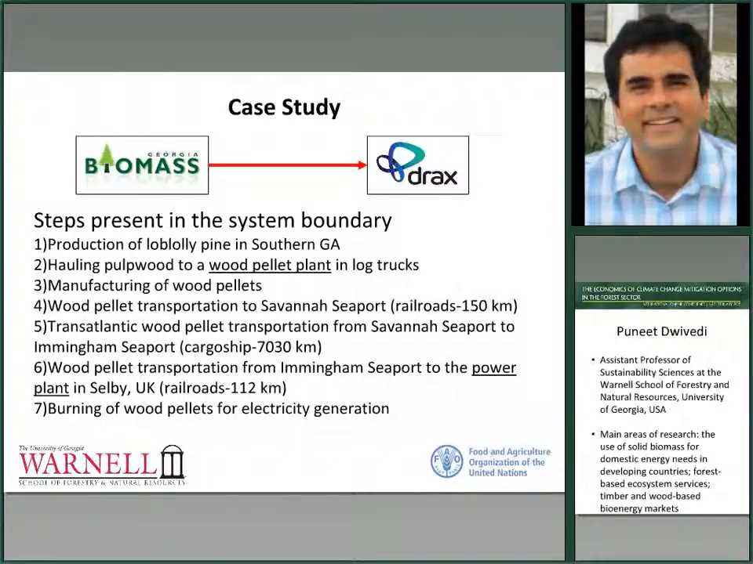Third step was manufacturing of wood pellets at the Georgia Biomass Facility. Fourth step was wood pellet transportation to Savannah Seaport. Fifth step in the supply chain was transatlantic wood pellet transportation from Savannah Seaport to Immingham Seaport in the UK. Sixth step in the supply chain was wood pellet transportation from Immingham Seaport to the Drax power plant in Selby, UK. And finally, the last step in the supply chain was burning of wood pellets for electricity generation.